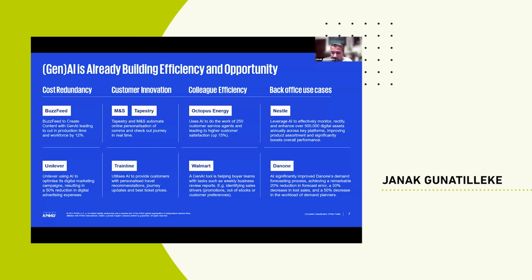Unilever's used it to more effectively target their ad campaigns, and that's resulted in like 50% cost reduction for them. Octopus Energy is another really good example where they've used GenAI to help their customer service agents, and that's going to result in them both in terms of efficiency, but also actually a 15% increase in the customer satisfaction of the people that actually receive that service, which is obviously also very, very important.